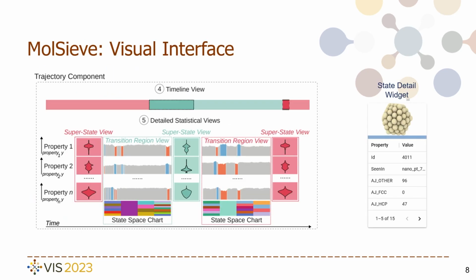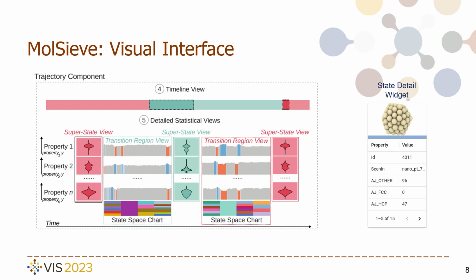This is a trajectory component, which maps directly to a trajectory that we have loaded into MolSieve. The timeline view allows analysts to adjust the detailed statistical views they want to see. The statistical views are divided into horizontal partitions, where each partition corresponds to a user-defined property. Each superstate and transition region is positioned horizontally according to the order in which it occurs in the trajectory, and are positioned such that it is easy to make comparison between both types of views.